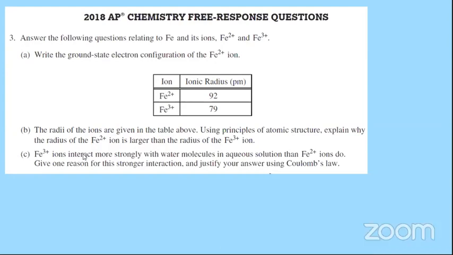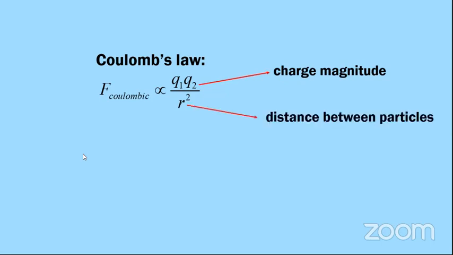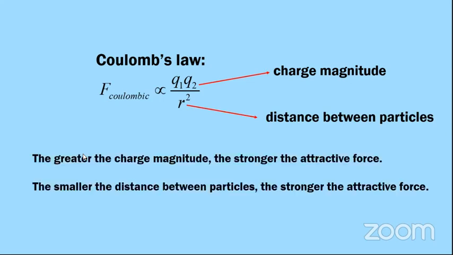All right, then the last part has to do with Coulomb's law. So let's go ahead and talk about what Coulomb's law represents. Coulomb's law has to do with an attractive force between charged particles. And so we have on the top, the magnitude of the charges, and on the bottom, the distance between the particles. So we are talking about a situation with Coulomb's law where it's either because of a greater charge magnitude that could increase the strength of the attractive force, or because of a smaller distance between the particles.